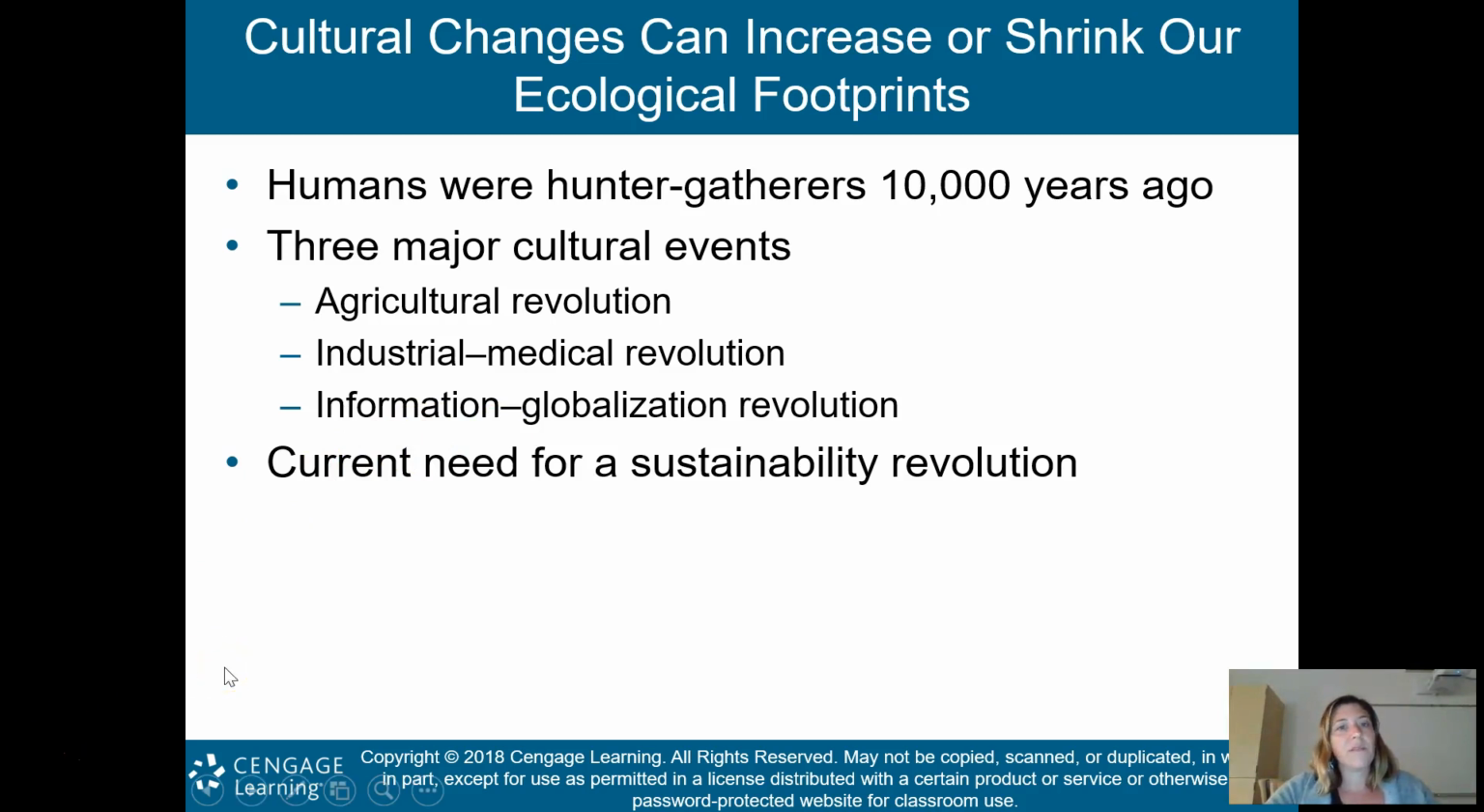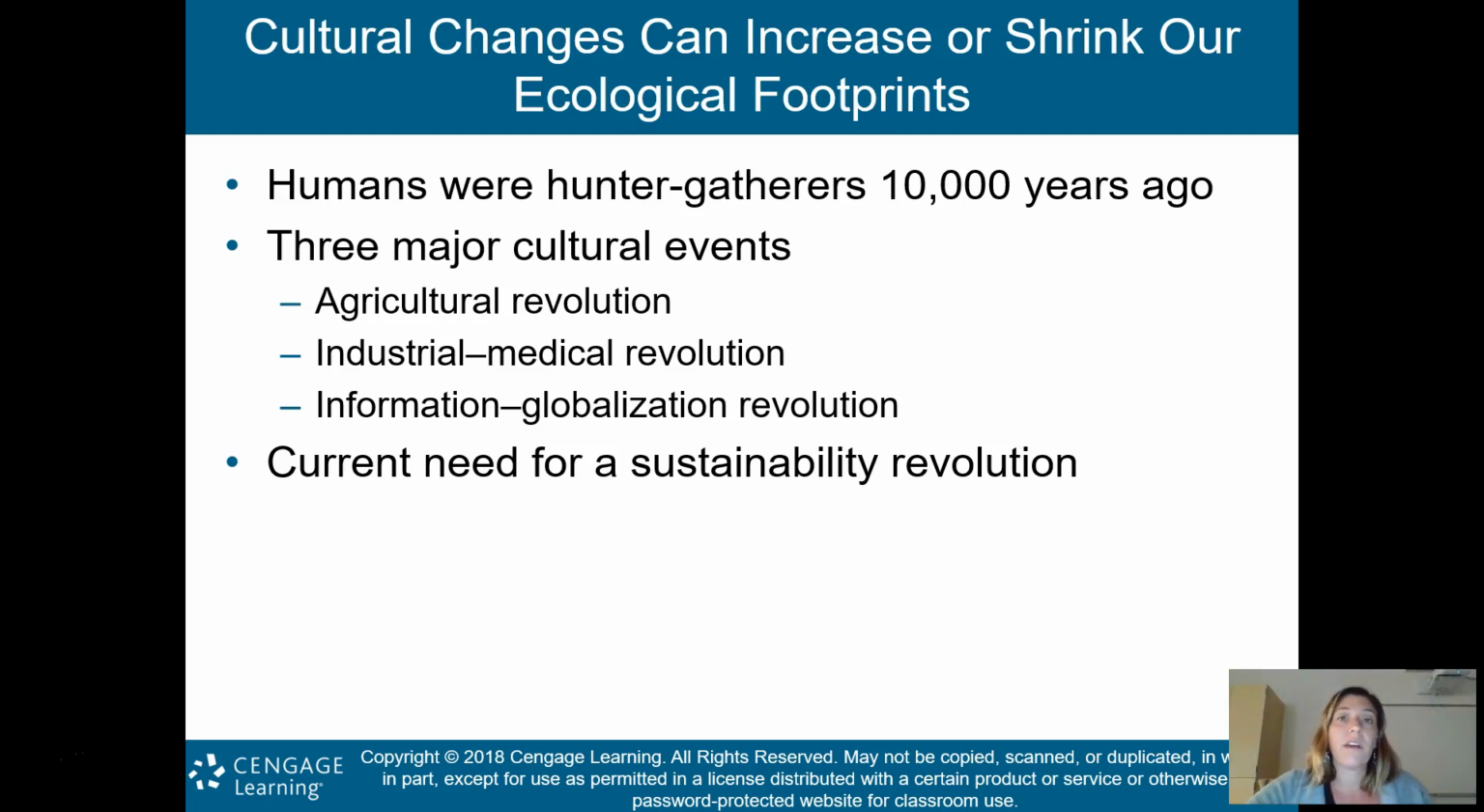So all of these 3 cultural changes have given us access to more types of energy, like fossil fuels, and now we have more access to new technologies, and technologies are developing all the time. And so what this has really allowed us to do is alter and control more of our planet's resources, right, to meet our needs and our wants. And really, as I mentioned before, has led to increased ecological footprints.